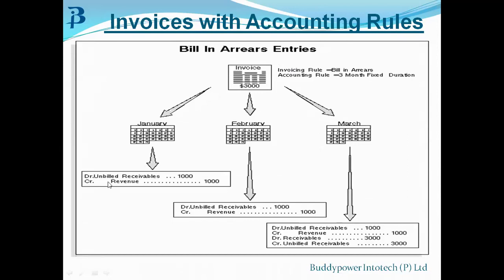Here in January, when the invoice is raised, the unbilled receivable debit is 1,000 and the revenue account credit is $1,000. Then in February, the unbilled receivable debit is $1,000 and the revenue credit is $1,000. Then finally in March, the unbilled receivable debit is 1,000, then the revenue account credit is 1,000. So the receivable debit $3,000 and unbilled receivable credit is 3,000.